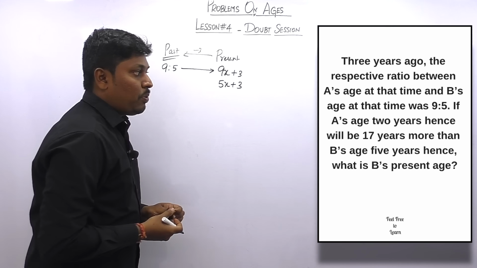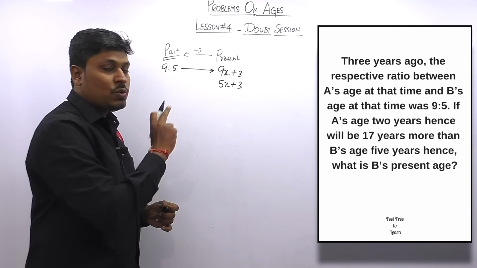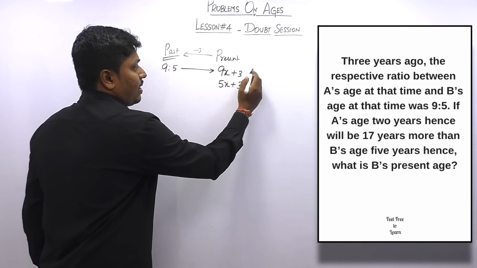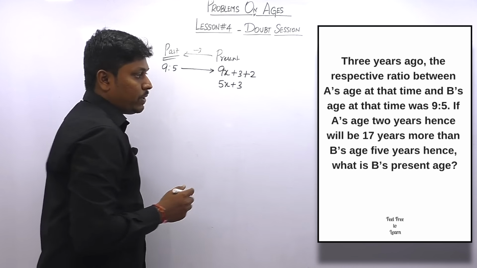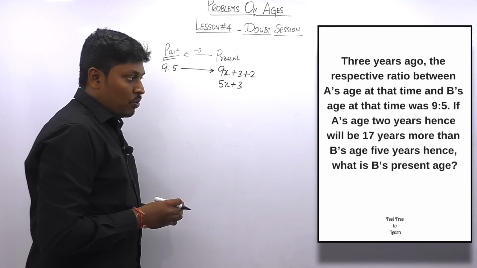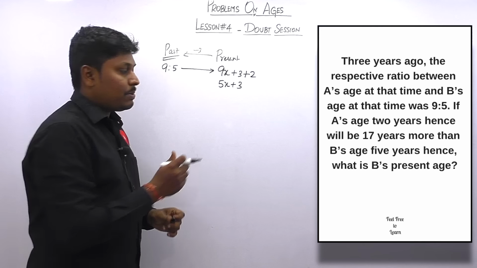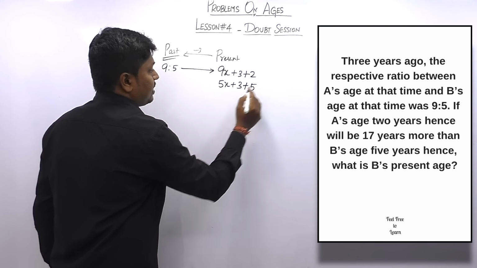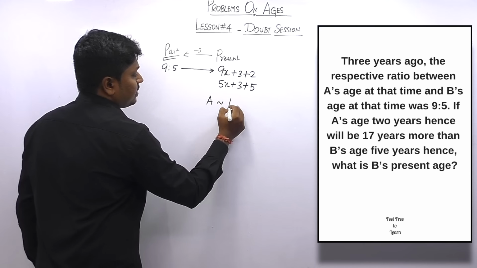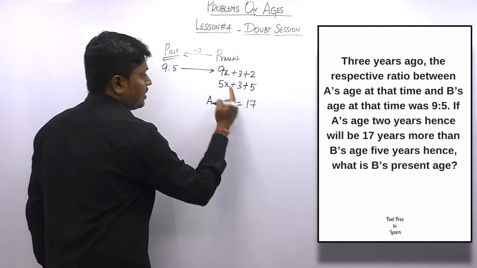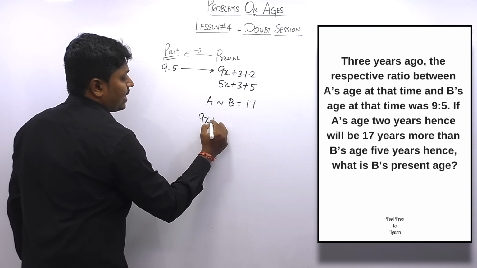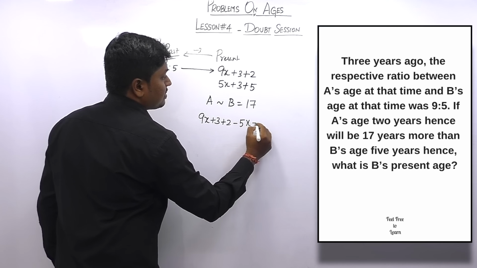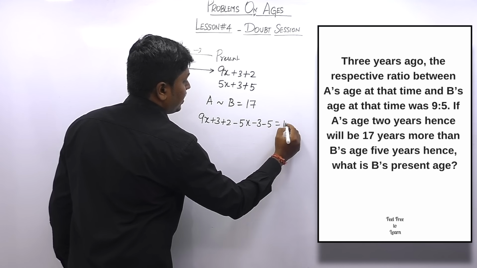Next point: A's age 2 years hence, which means after 2 years, so add 2 years to A's age, is 17 years more than B's age 5 years hence. B's age 5 years hence means after 5 years, so add 5 years. The meaning is A's age minus B's age is 17, so (9x plus 3 plus 2) minus (5x plus 3 plus 5) is equal to 17.